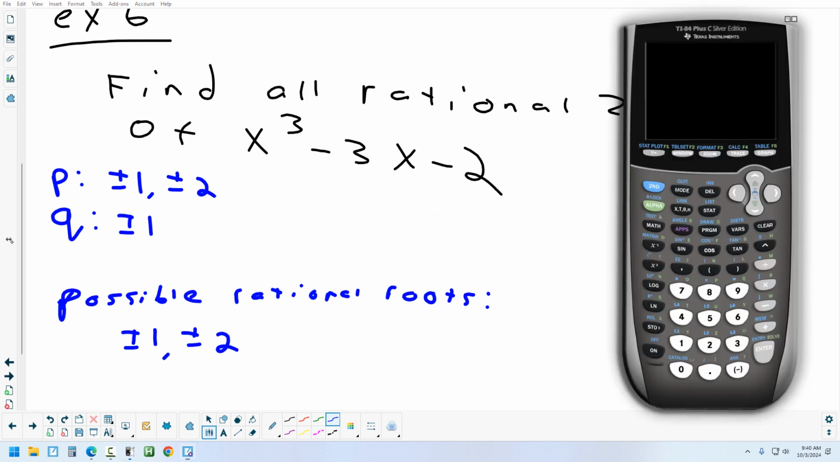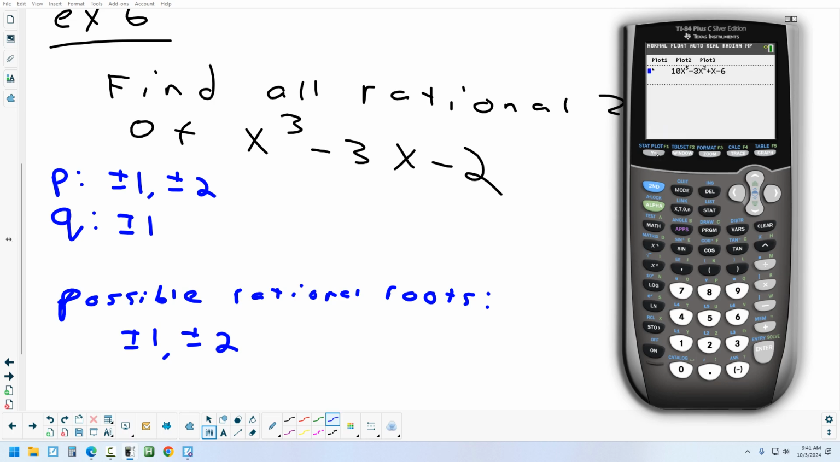So let's graph it and see out of those 4 possibilities which one seems like it works. There's so few, I could probably plug them in for x one at a time and see which one comes out to 0. Like I think 2 is going to work because 2 cubed is 8, minus 3 times 2 is 6. 8 minus 6 is 2, and 2 minus 2 is 0. So just by plugging in 2, I can already tell 2 is going to work. Is everyone okay if we just go with 2 then?